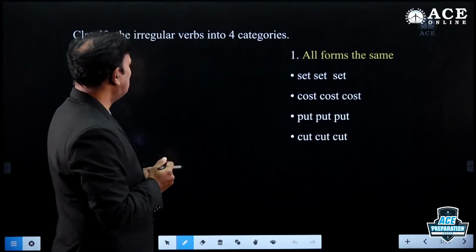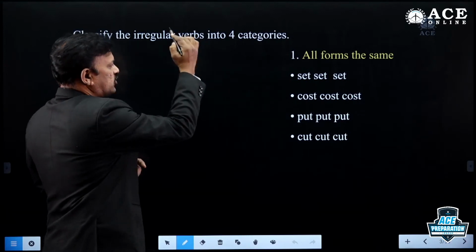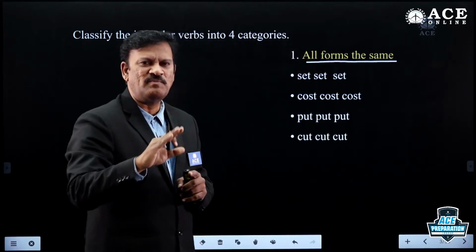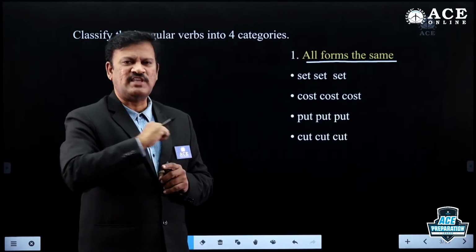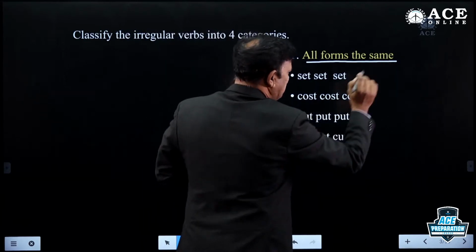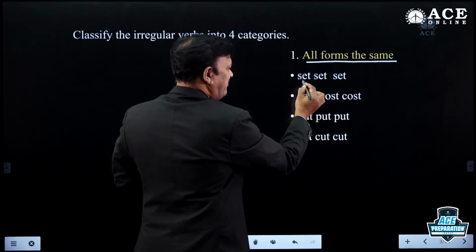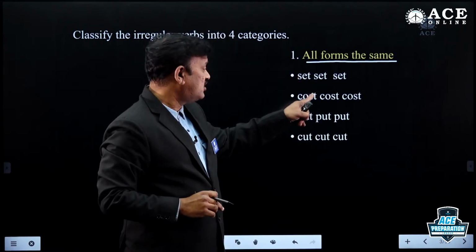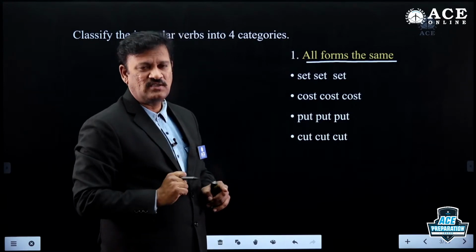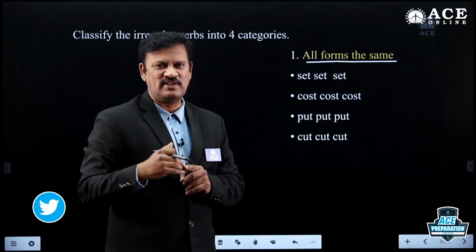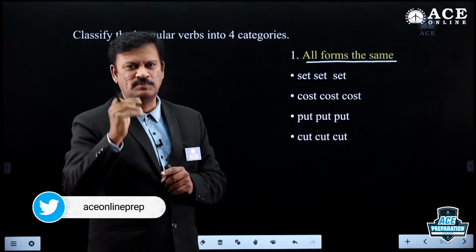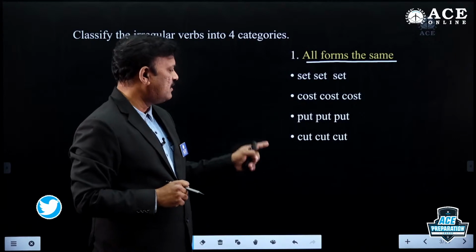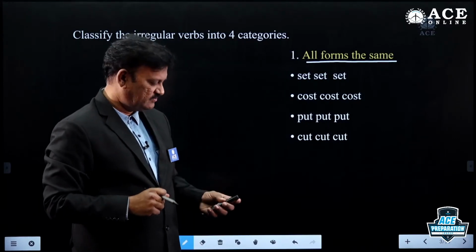Now look at these patterns first. Irregular verbs fall into 4 categories. First one, all forms same. There is no ed form. V1, V2, V3 are same. Of course, we have that ing form. But look at this. V1, present form, past, past participle: set, set, set; cost, cost, cost. There is no costed, but generally we Indians use that. We have that habit of using the ed form for all the verbs. Now, put, put, put. There is no ed form for this. Cut, cut, cut.